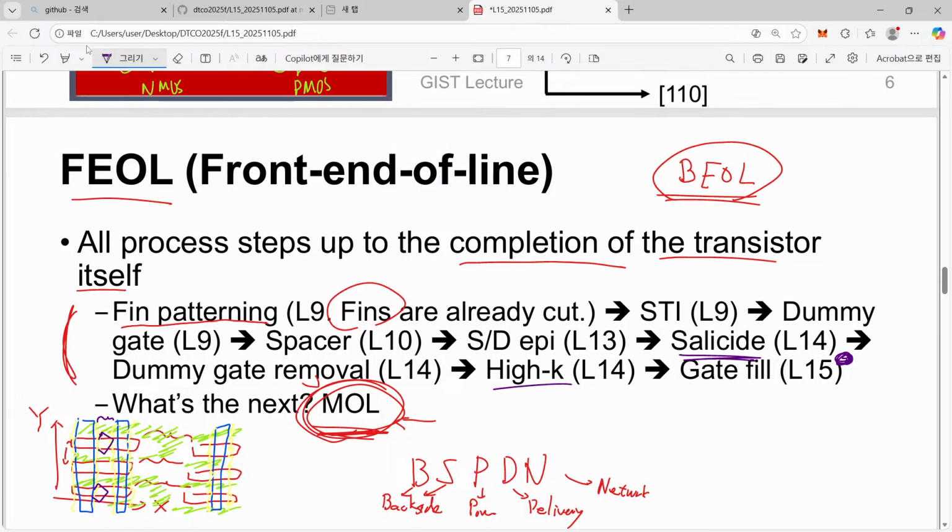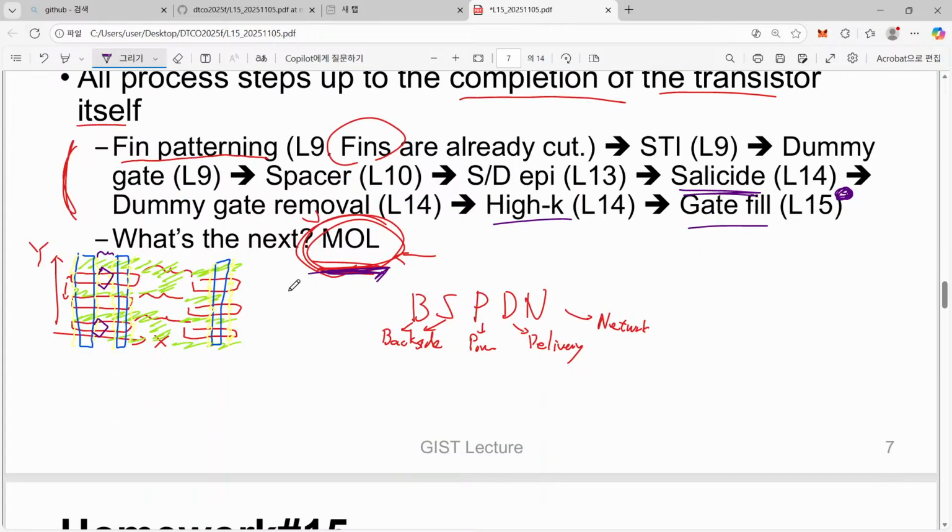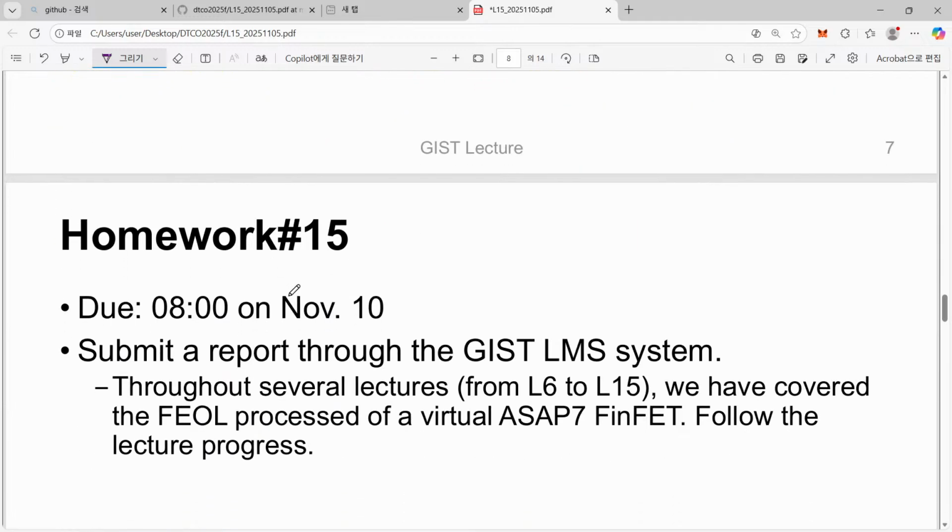High-K stack means growth of the interfacial layer, the high-K stack, and also a certain work function metal. After that, the gate is filled with typically tungsten. That is the one we have done up to now in this course. Of course, we have to go to the next level, middle end of line, but let me just make a pause here and let's go to our homework number 15.